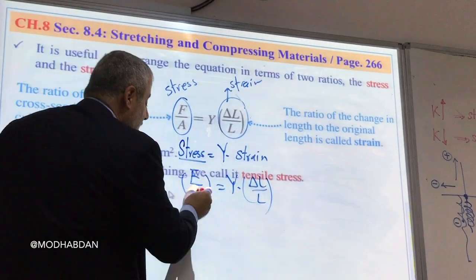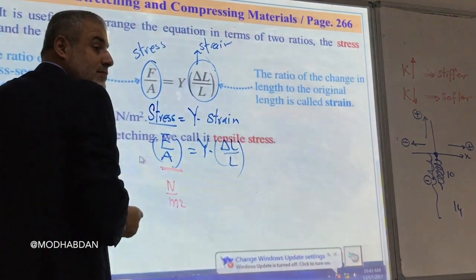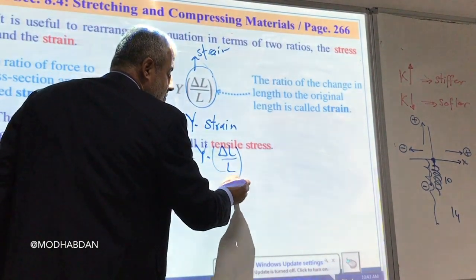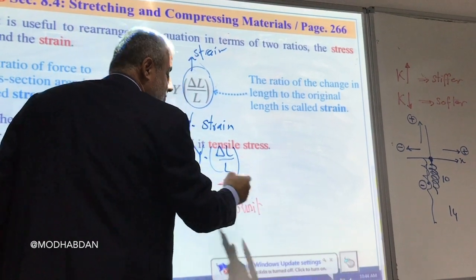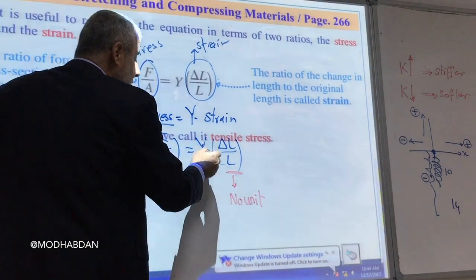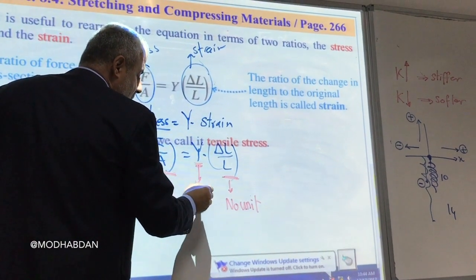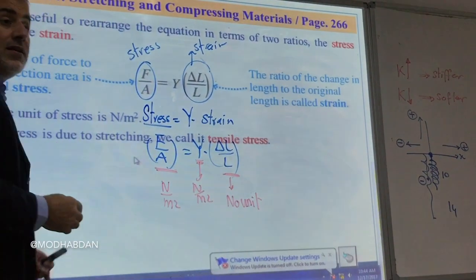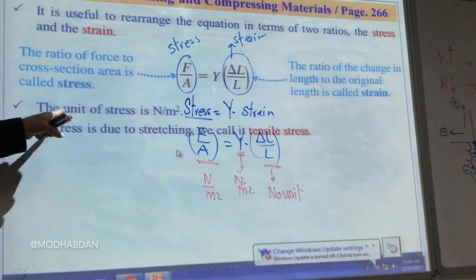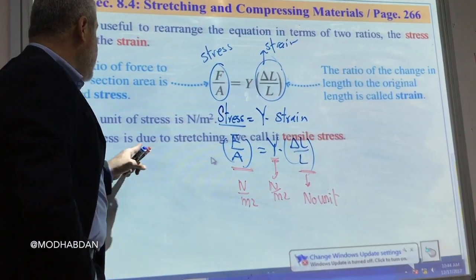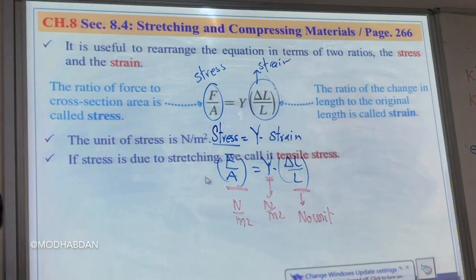Pay attention. This has the dimensions of Newton per meter squared. This has no dimension, no unit. Is that right? Yes, because it is length over length. So the unit of Young's modulus Y here is the same as Newton per meter squared. Is that clear? Fine. We said the unit of stress is this, and here, stretching, we call it tensile stress. This is simple.